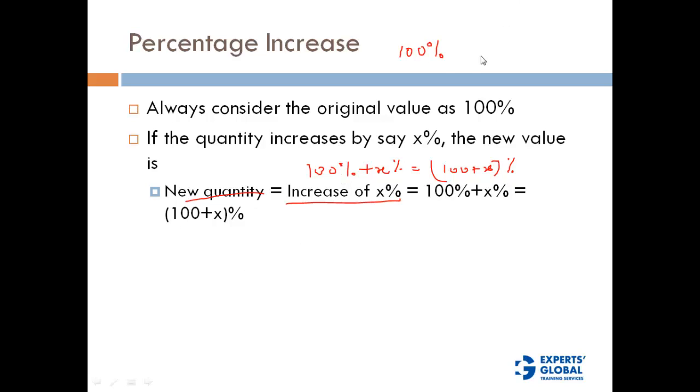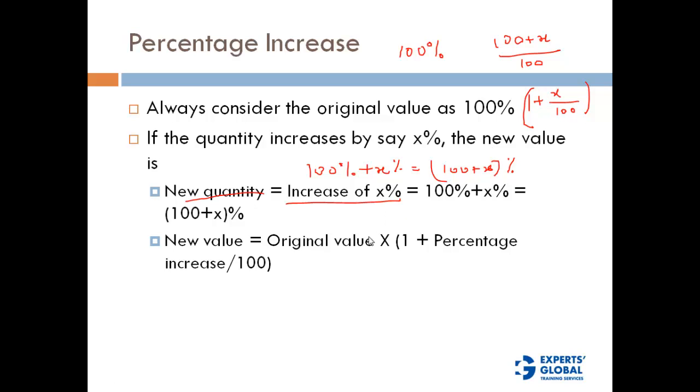So what is 100 plus X%? 100 plus X divided by 100. This is 100 plus X%, right? So that means 1 plus X by 100. Correct? So that is the direct formula that we derive. New value after increase of X% is original value into 1 plus X% increase, so X divided by 100. Original value into 1 plus X by 100 is new value. This is the formula that we derive.